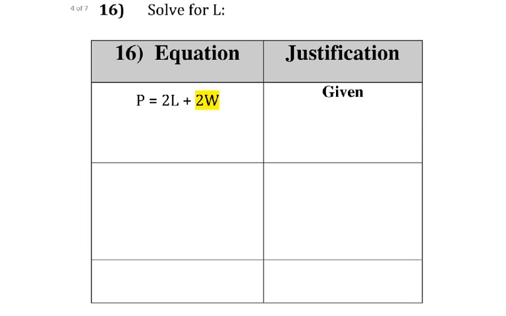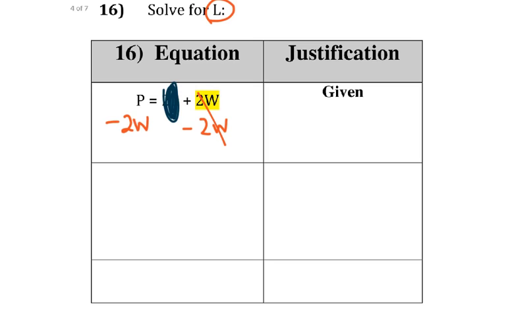Okay, we've just got a couple more. Number 16. This is the perimeter equation, perimeter of a rectangle. We're going to solve it for L. So you're going to use the same exact strategy. Put your finger over the variable that you want to solve for. Okay, so we need to get rid of 2W. So we're going to take away 2W.